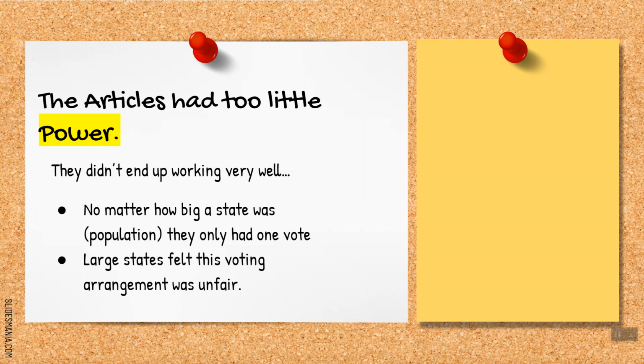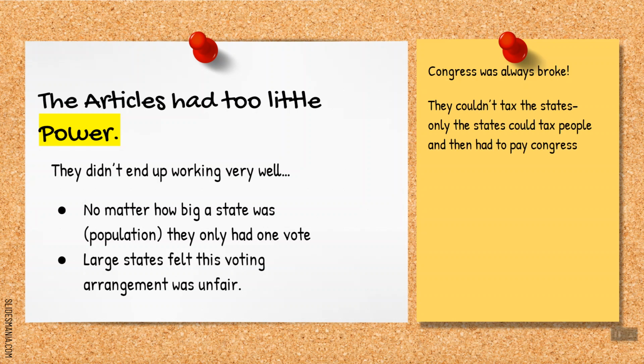So there was already starting to be some frustrations. Another thing is Congress was always broke, meaning they didn't have any money. They couldn't tax the people. Only the states could tax people and then pay Congress. So if Congress, the central government, needed money, they had to go to each state and say, hey, can you please tax your people and then give me some money? Well, the problem is the states would only give a portion of that money. They wouldn't give all the money of the taxes. So Congress didn't have enough money to raise an army or a navy.